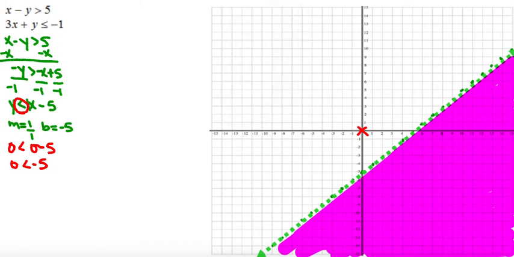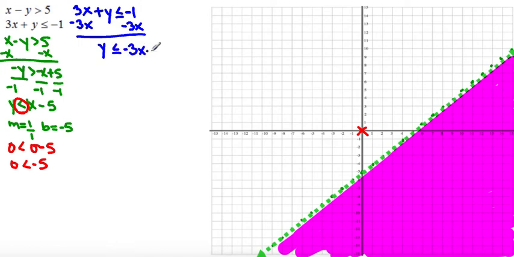Alright, and then I do the same thing for the other inequality. I have to get it in slope-intercept form first. So subtract 3x on both sides. So I have y is less than or equal to negative 3x minus 1. So my slope here is negative 3, and my y-intercept is negative 1.